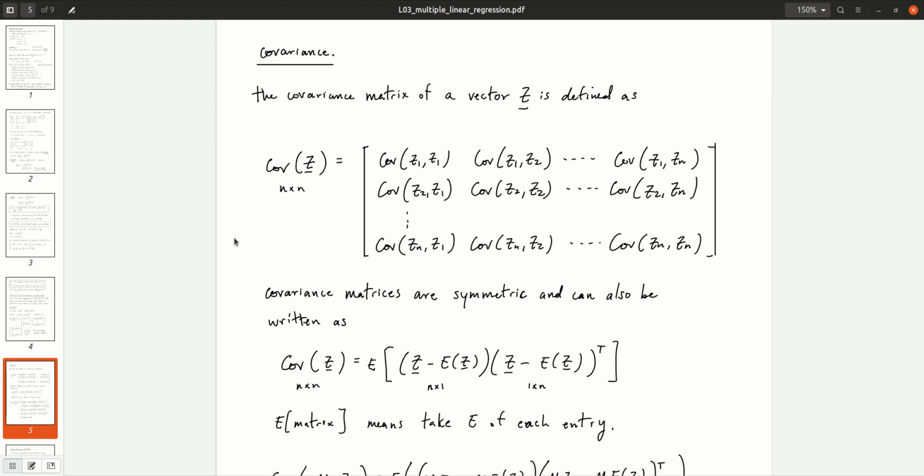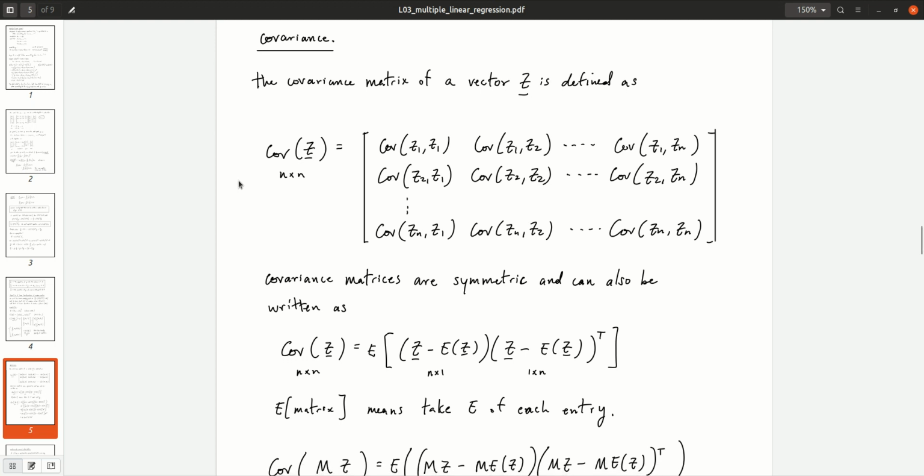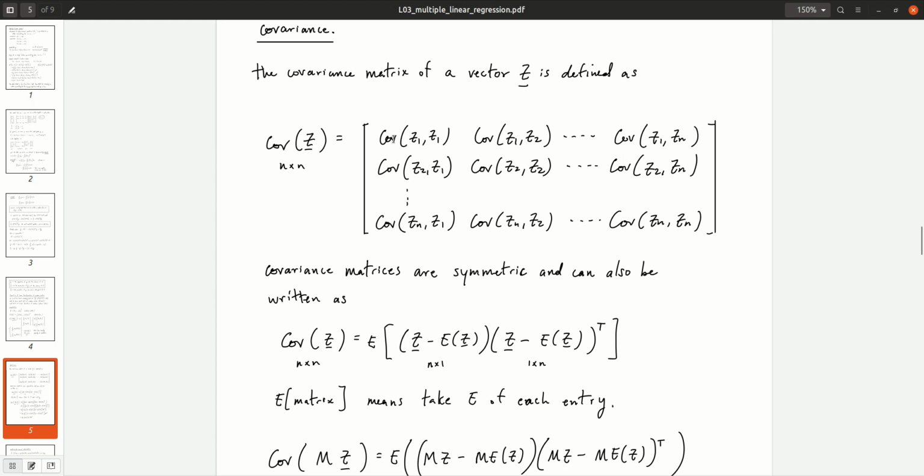Another thing to note about these matrices is that along the diagonal, you have the covariance of a random variable with itself. This is equal to the variance of that random variable. And so I'm calling this a covariance matrix. Sometimes people will refer to this as a variance covariance matrix, but I'll just call it a covariance matrix. So this is the definition of what we mean by a covariance matrix.